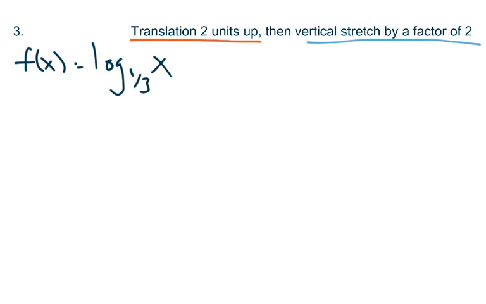Okay, so let's start with the translation 2 units up. Again, it's translation, so it's adding and subtracting. Up is obviously vertical, so we're going to just add 2 to the end of the function. Okay, so we'll have the log base 1/3 of x, and then plus 2, not in parentheses. If we wanted a horizontal translation, we would put parentheses. But we don't want that, so we're not going to put parentheses. That takes care of the translation 2 units up.